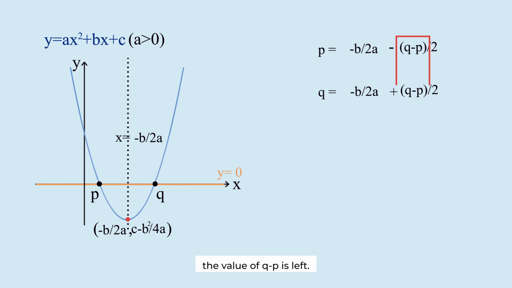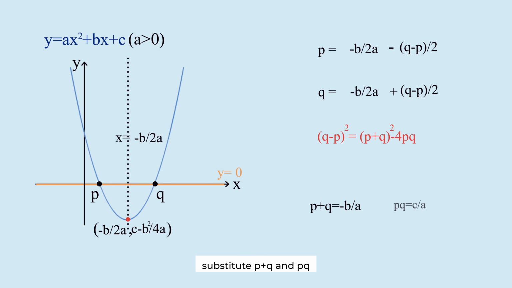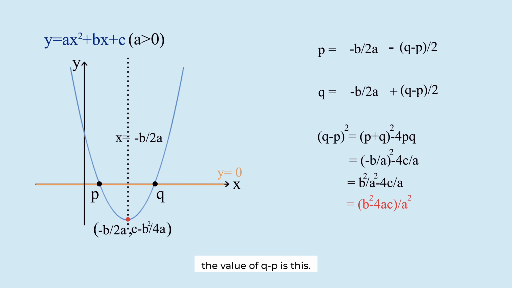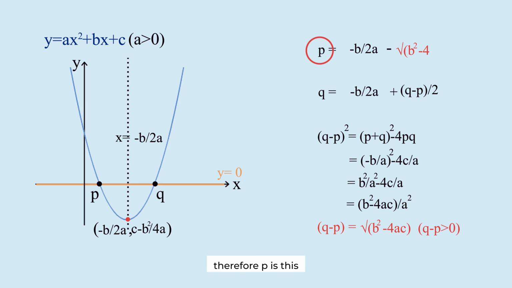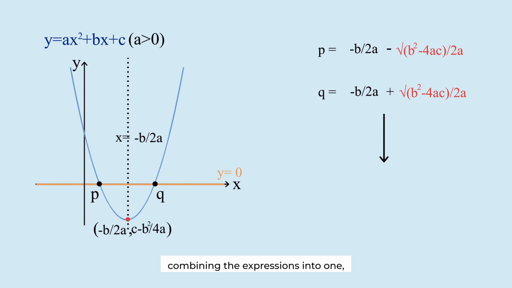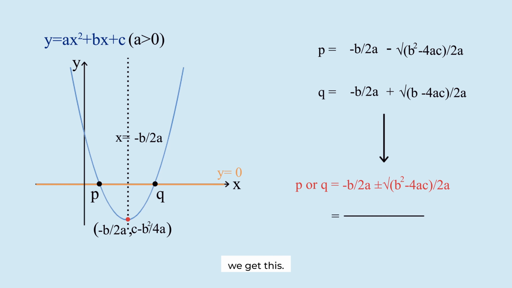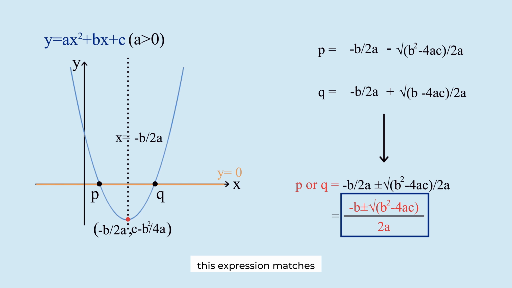The value of q minus p is left. Let's use this multiplication formula. Substitute p plus q and pq into this formula. Simplify the equation. The value of q minus p is this. Therefore, p is this, and q is this. Combining the expressions into one, we get this. This expression matches the quadratic formula exactly.